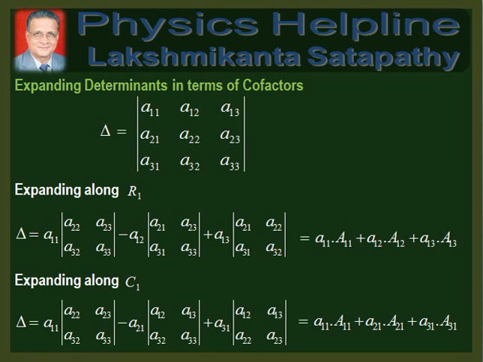Now for expanding the determinant in terms of the cofactors of its elements. First, we have expanded the determinant along the first row. The result may be expressed as the sum of the products of elements of the first row with their corresponding cofactors. We observe that in cofactor notation all the terms are positive. It is because the negative sign, wherever applicable, is present in the cofactor itself. Similarly, the determinant can be expanded along C1 also.